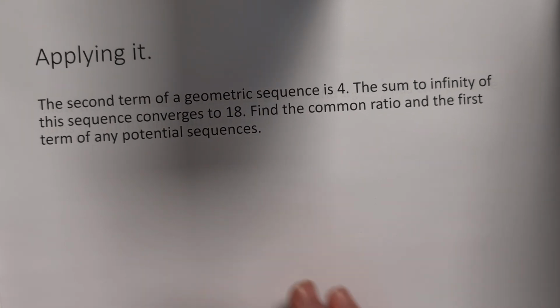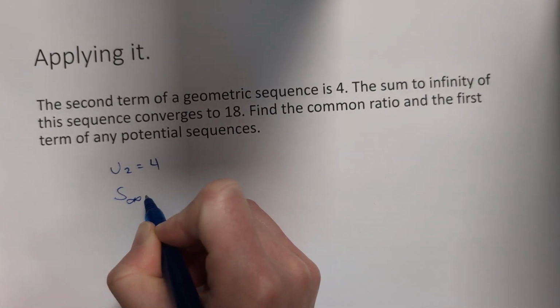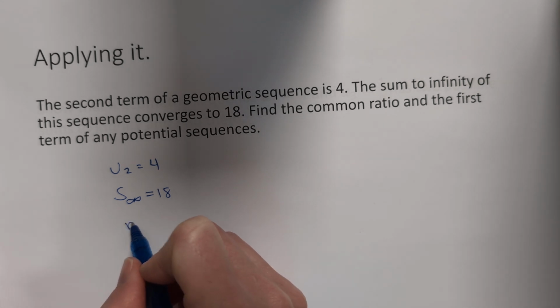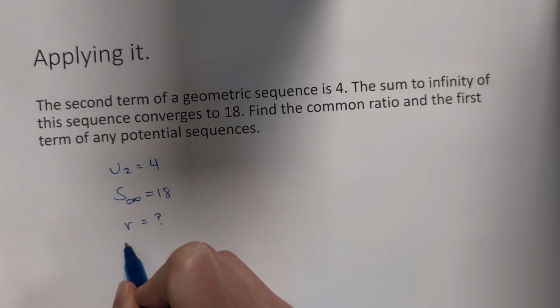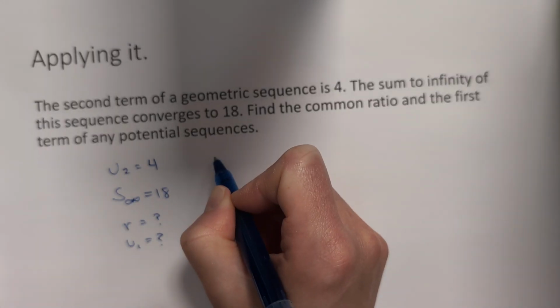Two other ones. An example: the second term of a geometric sequence is 4, and the sum to infinity of this converges to the number 18. Find the common ratio and the first term of any potential sequences. So I can set up a few different equations.